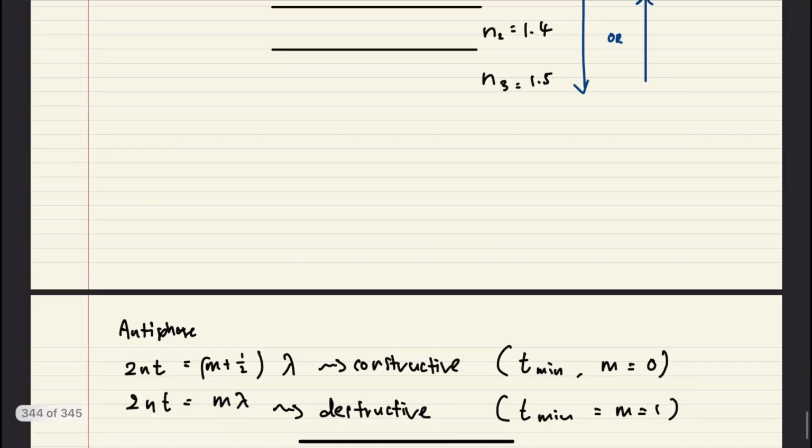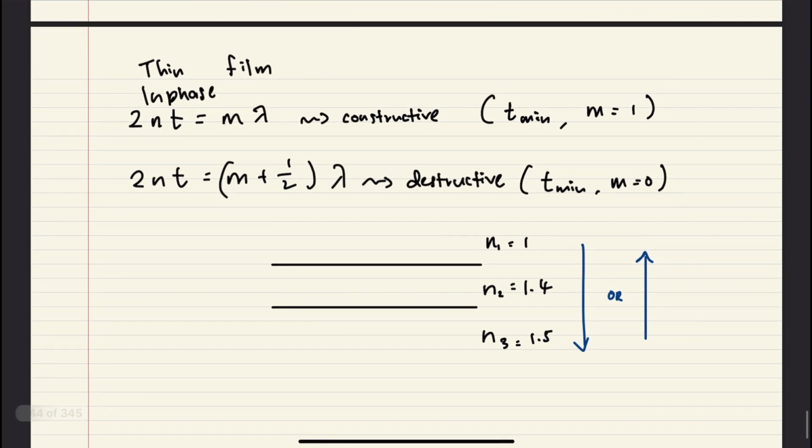And then normally the question will ask you to find T, the minimum thickness of the film. So that means you have to consider the T minimum when M is equal to 1 for this particular formula, because you can substitute 1. If you substitute 0, then T will be 0 as well, so it doesn't make any sense. So for this formula, you have to substitute M equals to 0, because you can substitute M equals to 0.